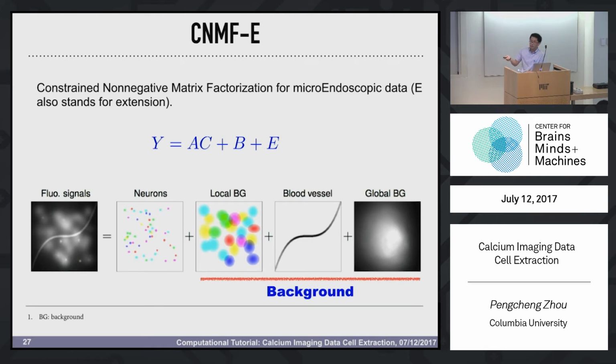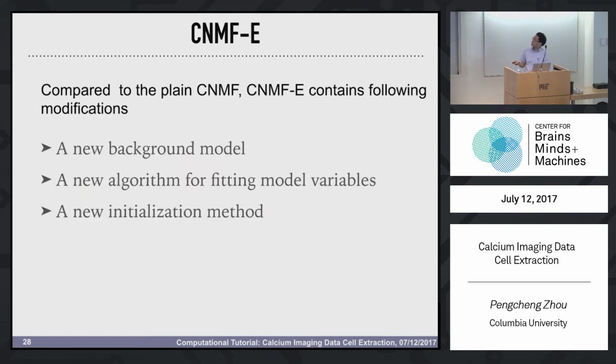And also there are some blood vessels, and also some global fluctuation. For example, the shift in Z-plane, the bleaching: all pixels in the field of view share this global fluctuation. Compared with the plain CNMF, CNMF-E contains the following modifications: a new background model, a new optimization algorithm, and a new initialization. I will explain them one by one.